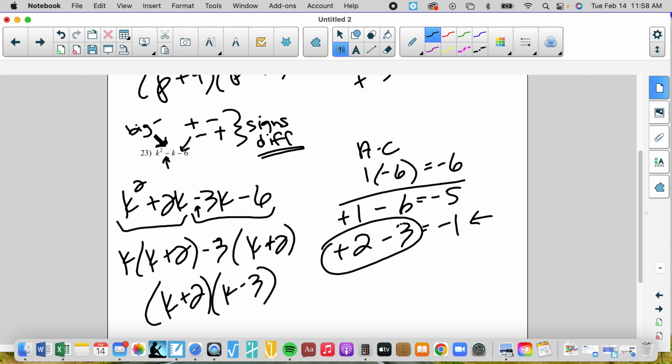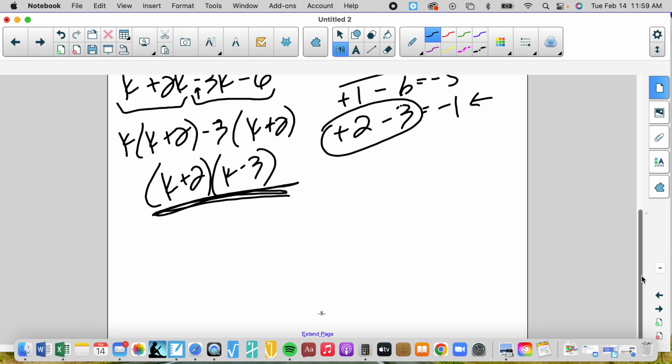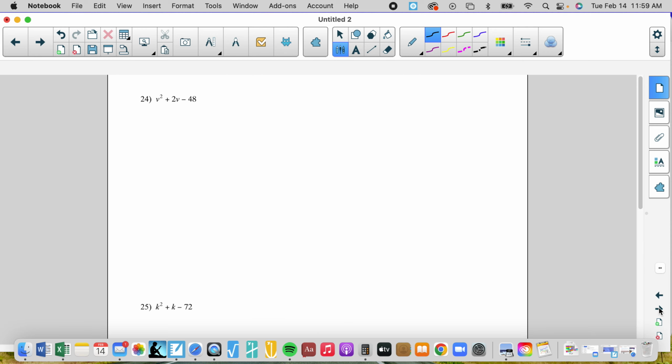And there's no reason for you to get the wrong answer, because we should take this and check it. Multiply it back out real quick to make sure that you get your starting trinomial. K squared minus 3k plus 2k minus 6. Outside and inside, negative 3k, positive 2k produce a negative k. And that's what we got, k squared minus k minus 6. So no reason for you to give me a wrong answer, because we can check our answers.